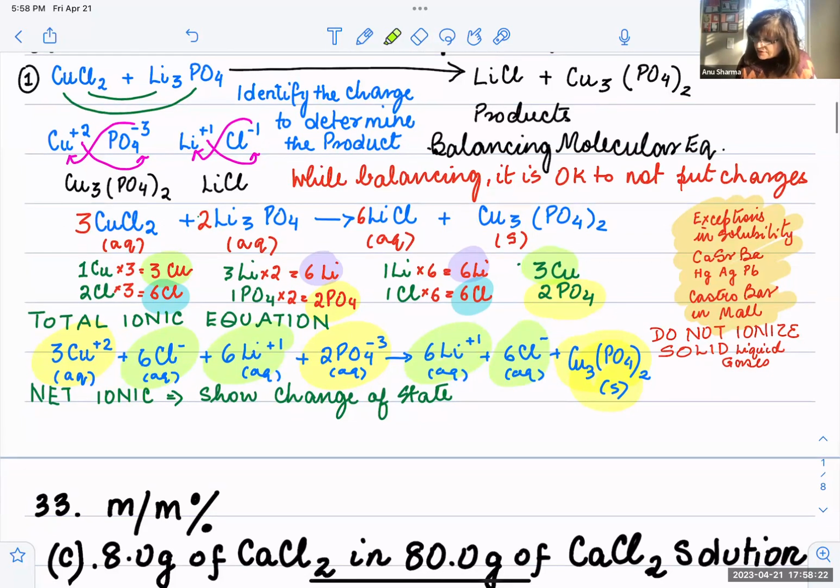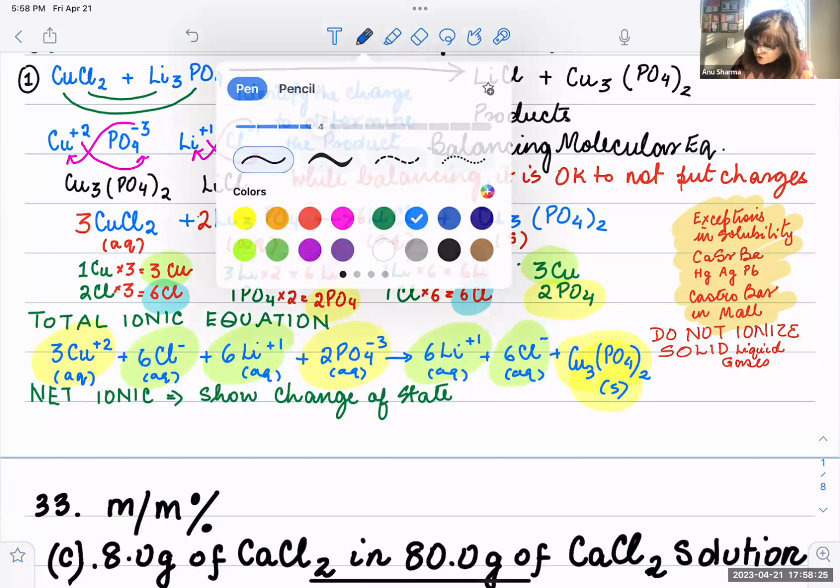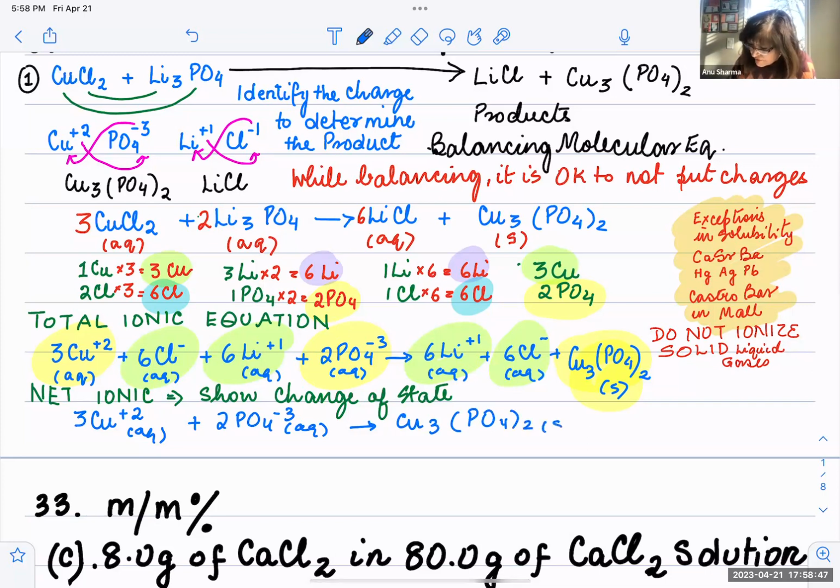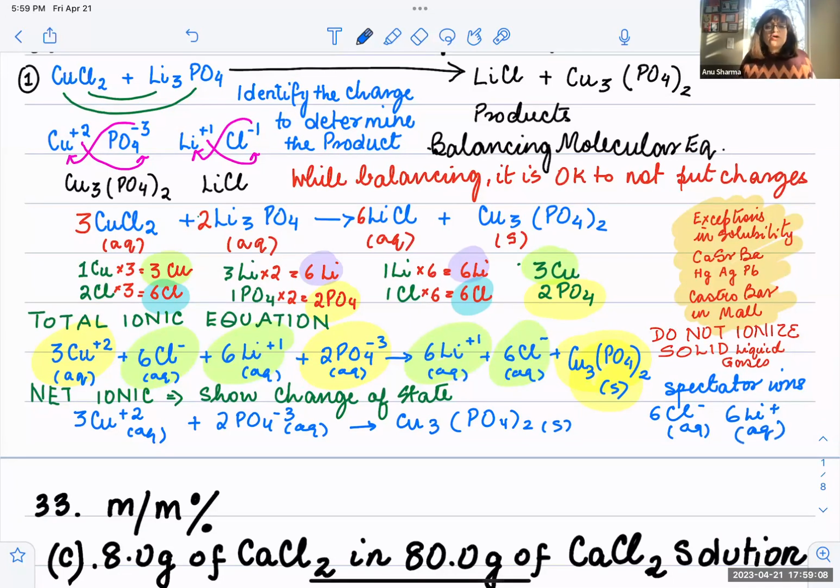so soluble. So these are the spectator ions, and actually the net ionic equation is really between 3 copper ions plus 2 charge each aqueous, plus you have 2 phosphates PO4 minus 3 charge aqueous, and this gives you Cu3(PO4)2, and this is solid. Okay, now what are the spectator ions? Spectator ions are 6 chlorides and 6 lithium ions. So these are the spectator ions, means they remain soluble, aqueous on both the sides. All right, so this is how you determine the net ionic equation.